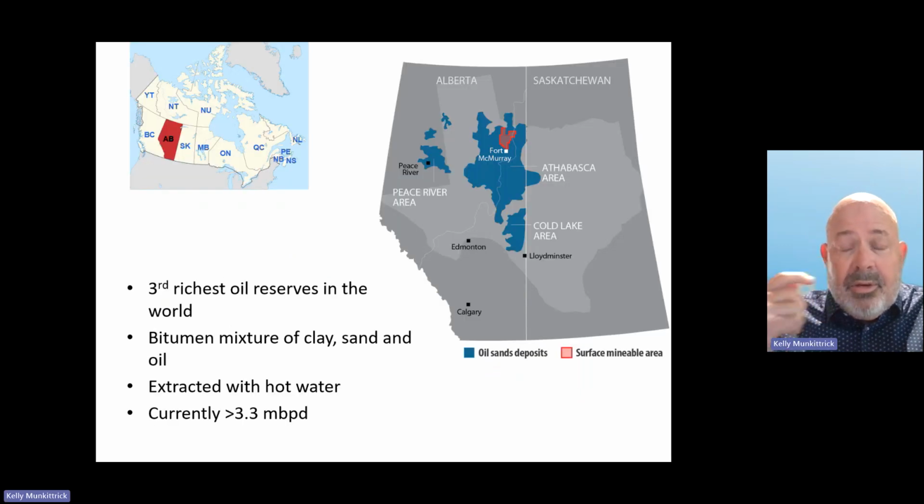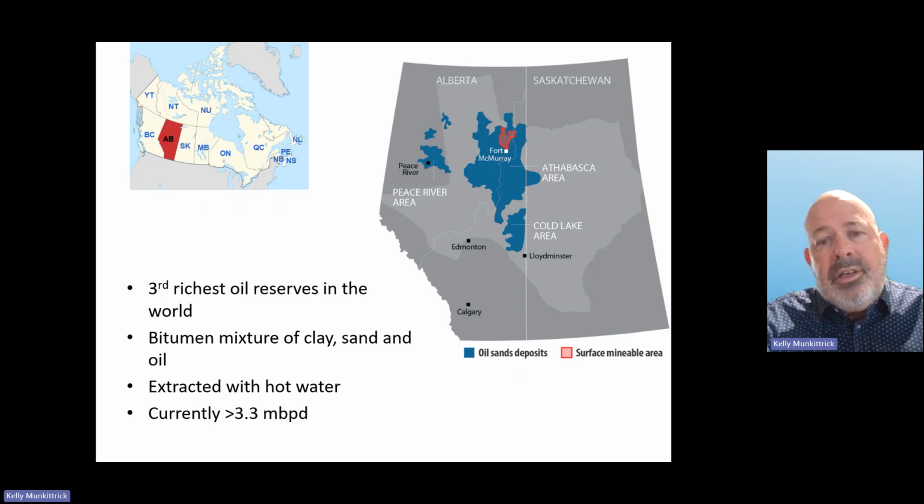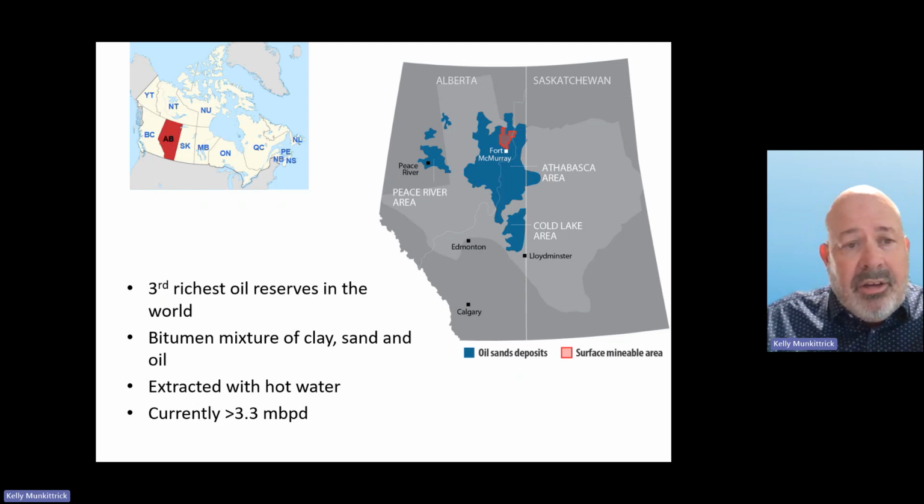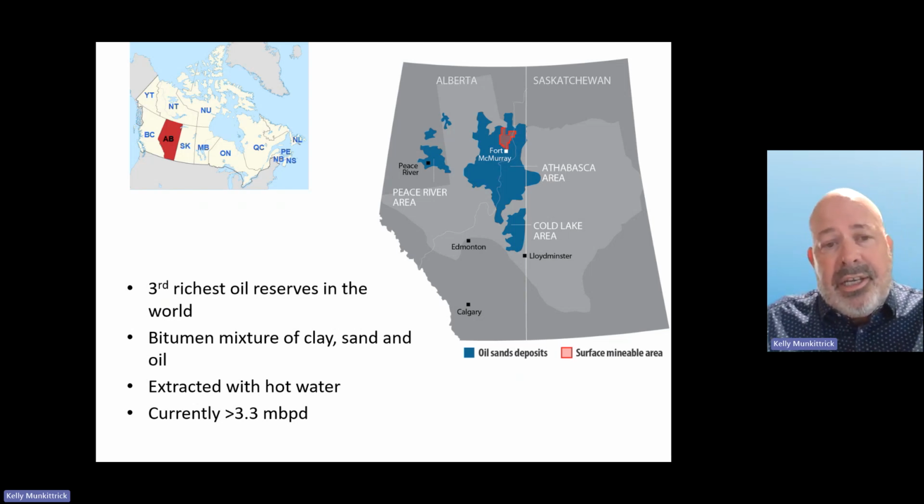I'm going to just touch real quickly on the oil sands in Alberta. This is a map of the oil sands on the right, and you can see Alberta within the context of Canada on the left. The oil sands represent the 3rd richest oil reserve in the world, and the bitumen that's there is a mixture of clay, sand, and oil, which is extracted with hot water. And the current production is about 3.3 million barrels a day.